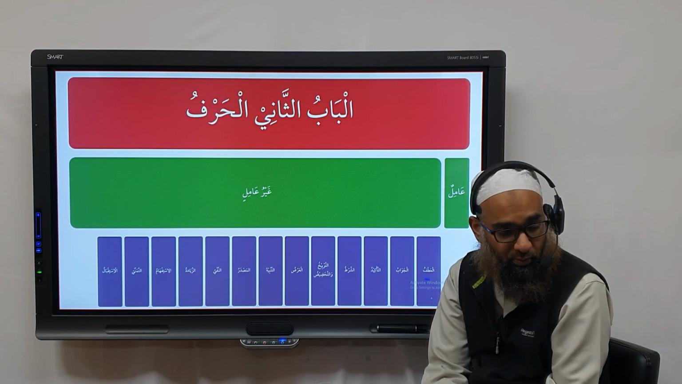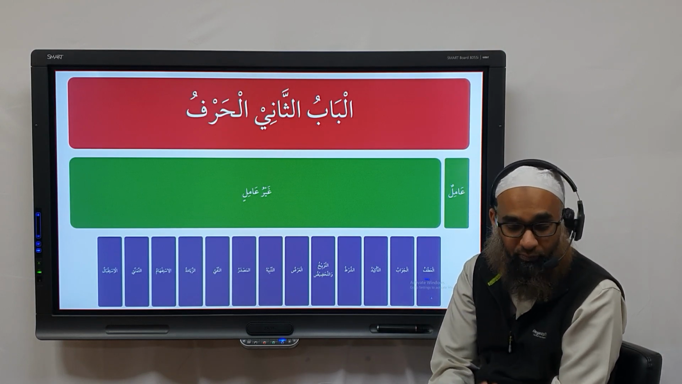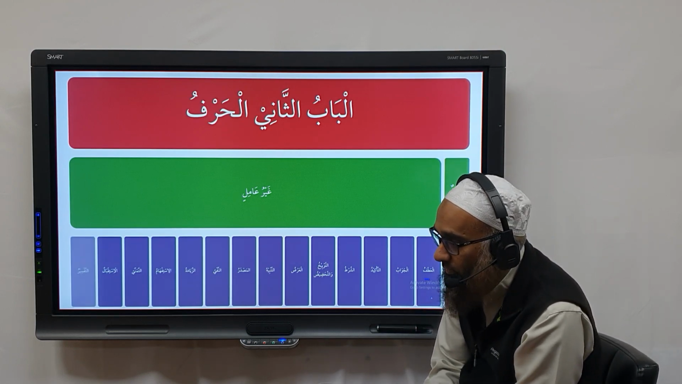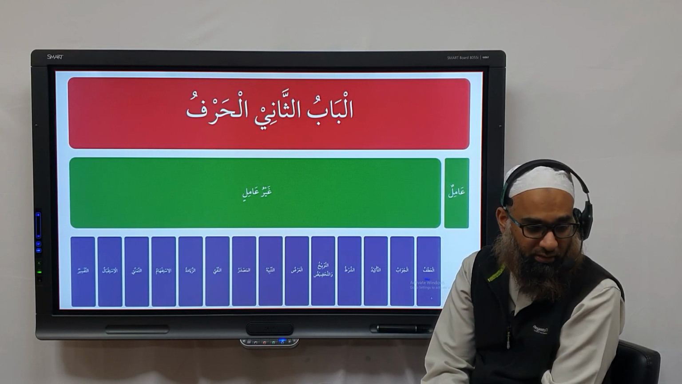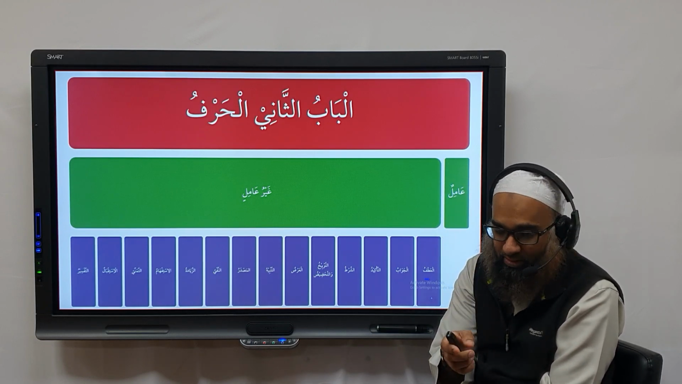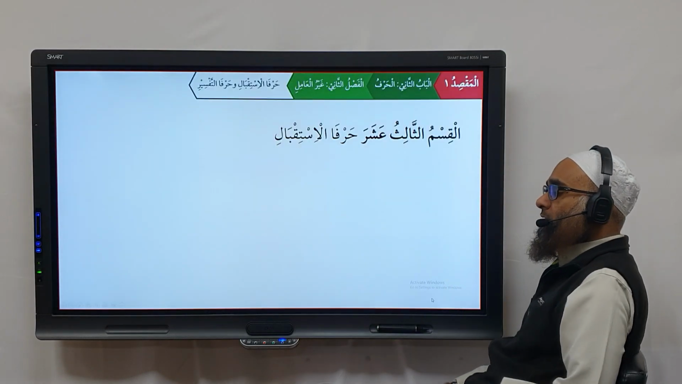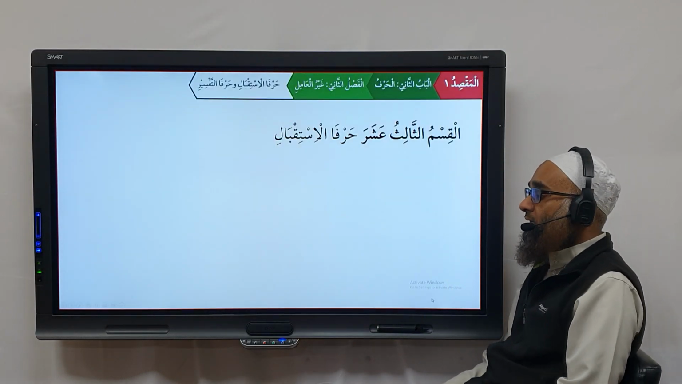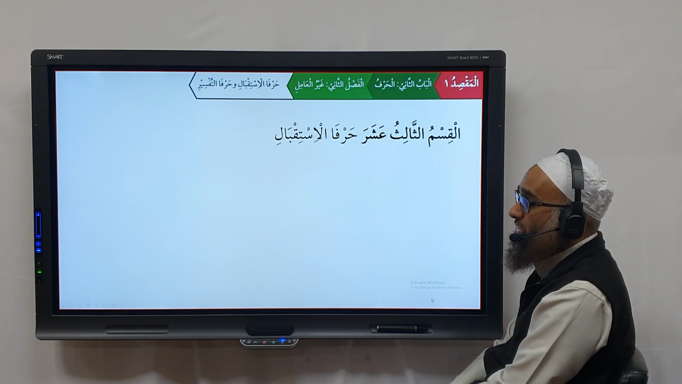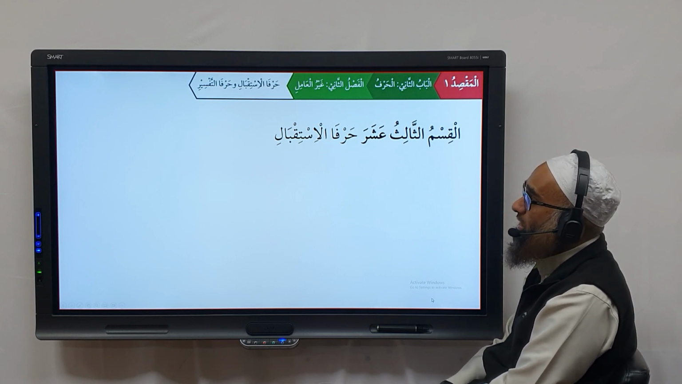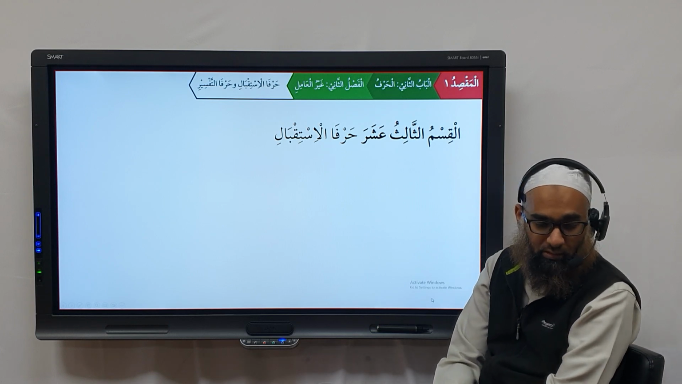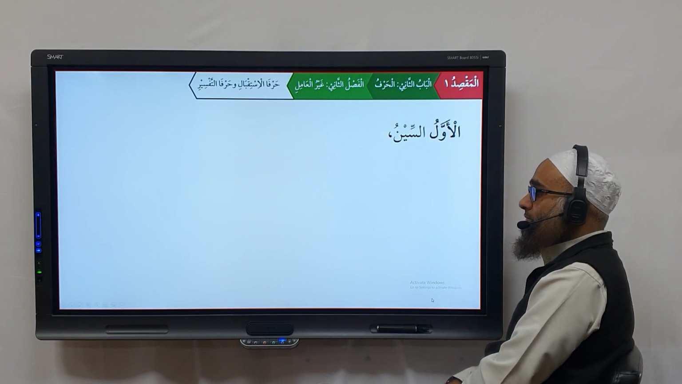استقبال, استقبل يستقبل استقبالا, to make future, مستقبل, the future tense. And we also have أحرف التفسير, the particles which give a bit more detail. We'll go into detail of these أحرف التفسير إن شاء الله. So حرفا الاستقبال. So القسم الثالث عشر. The 30th is حرفا الاستقبال, the two particles of استقبال.